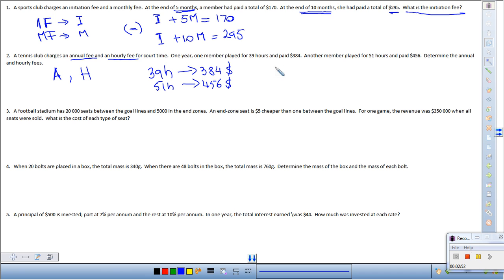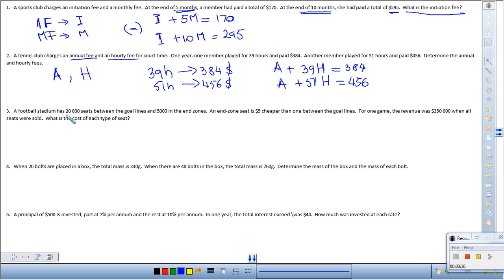So every year I'm going to have to pay an annual fee, and that $384 is going to be represented by my annual fee plus 39 hours times that hourly fee, which equals $384. The second year, I paid my annual fee plus 51 hourly fees for a total of $456. Now you are ready to solve by either elimination or substitution.